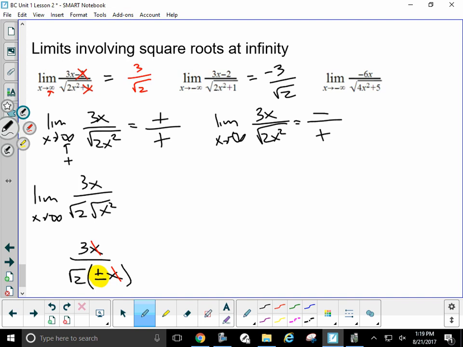Okay? Now we need to be careful. We just can't assume that when we're going in the negative direction, we're going to have the negative 3 over root 2. Okay? We have to be careful with our signs. Go ahead and do this third one. Check your answer with a neighbor.